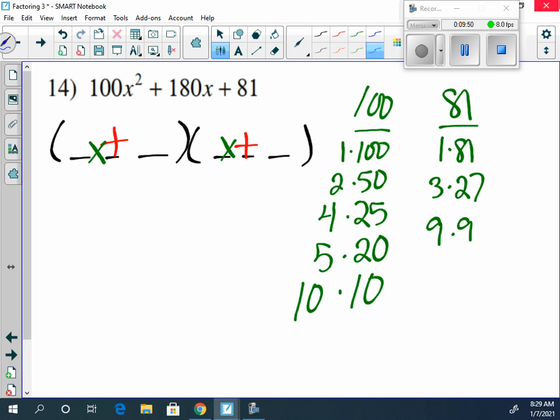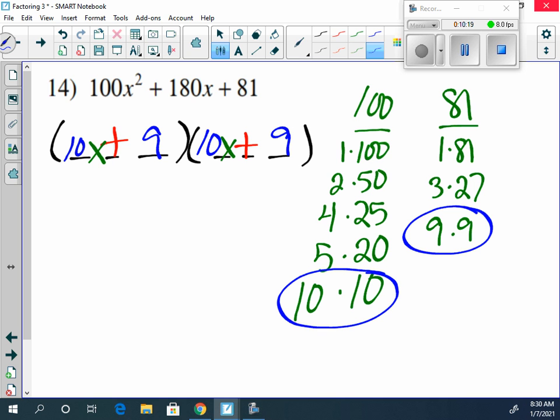Now, looking at these here, which factors of 100 do we want to use? 10 and 10. How about the factors of 81? Well, 9 and 9. This one here is a little bit leading. It kind of gives us a hint because they're special factors. Most likely we're going to use the set of factors that are the same. But if we're talking about the test, it won't always be the case, but it could be.